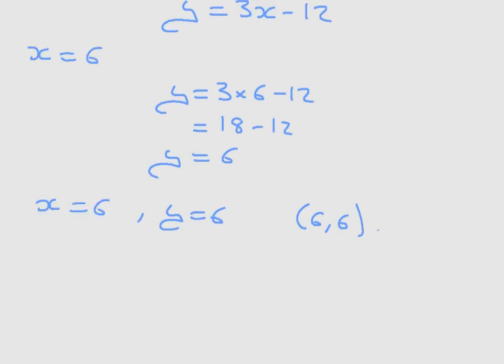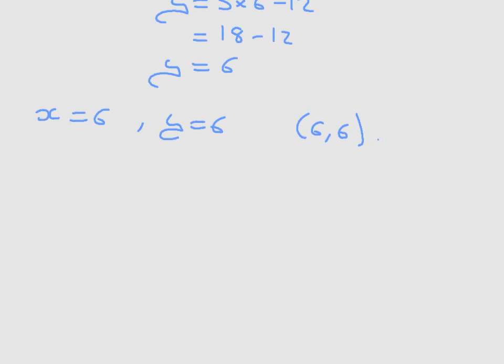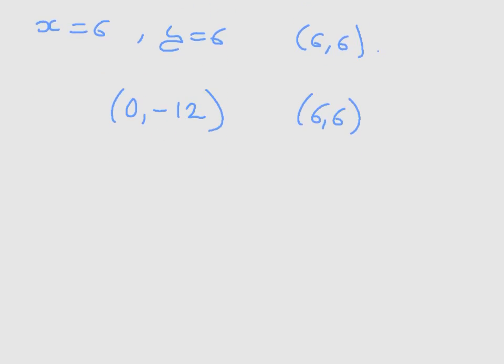And we're done. We basically now have 2 points through which we know that the line passes. We have the point 0, negative 12, which was the y-intercept that we showed in step 1, and we have the point 6, 6, which is the second point that we found in step 2. So now, to draw the line, all we need is an xy grid. I'm drawing a very rough one here.